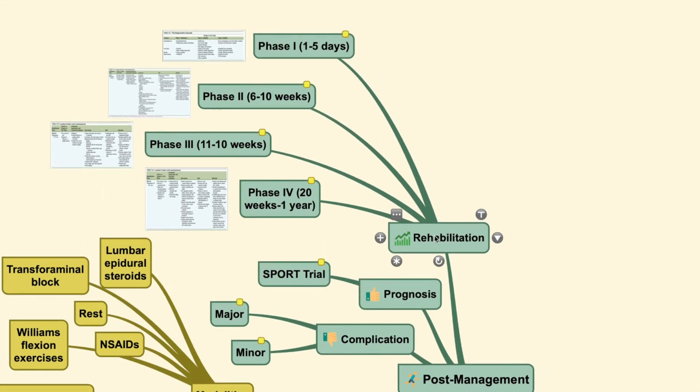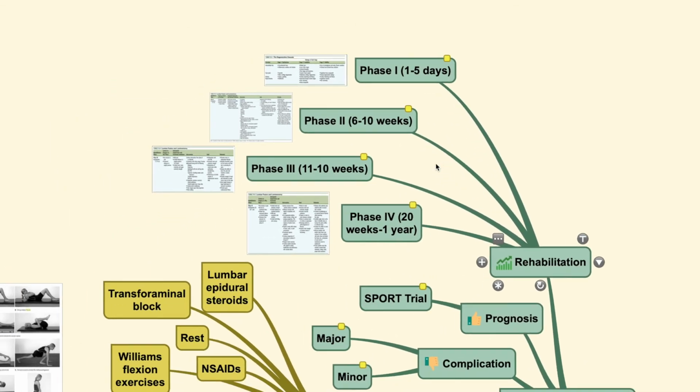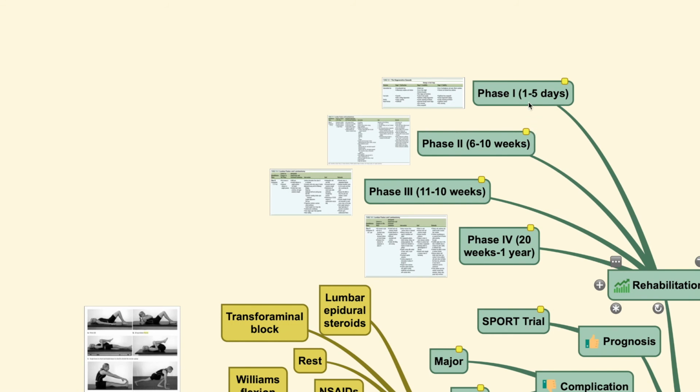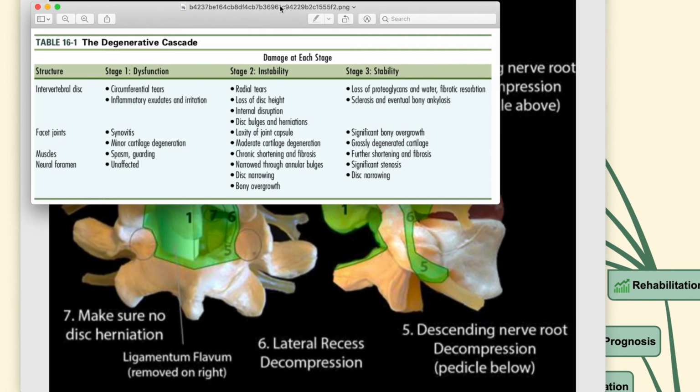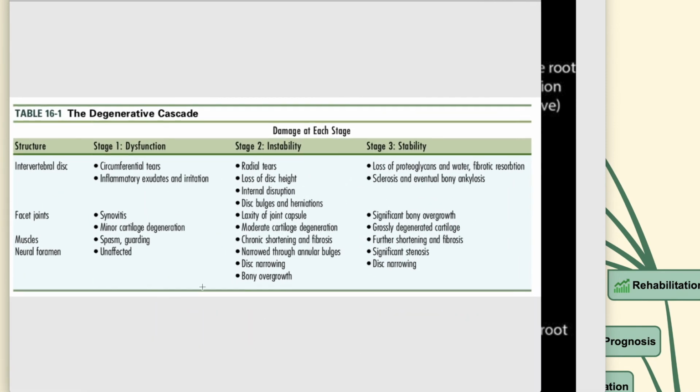Now for the rehab, you could do a comprehensive rehab which includes these 4 phases. I will just quickly show you this table here. The first stage is the damage that occurs at each stage of the spine instability. We have made a discussion regarding the spine stability in our previous video, which is the spondylolisthesis video. You could look at it there.